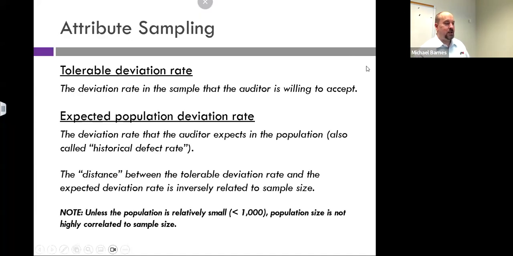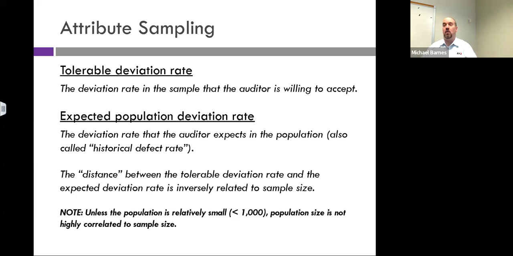Additionally, with respect to attribute sampling, we're concerned about tolerable deviation rate. Okay, tolerable deviation is the rate of the sample the auditor is willing to accept. In unison with that, we also consider expected population deviation rate, which is the deviation rate that the auditor expects in the population. That's also called historical defect rate. Now, these two are considered individually, but we also consider them jointly because the relationship between these two is really important with respect to sample size.